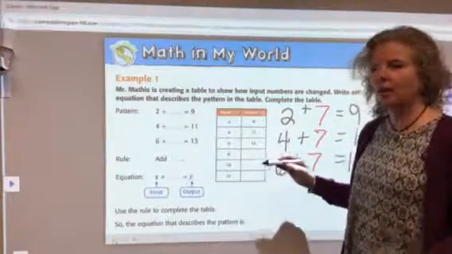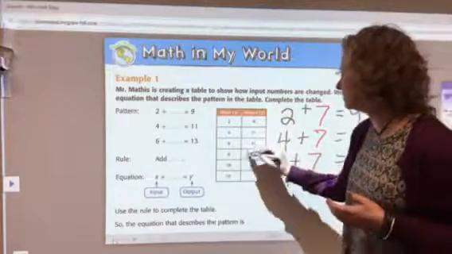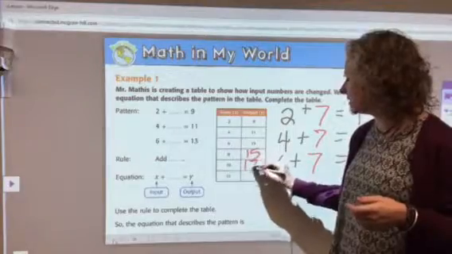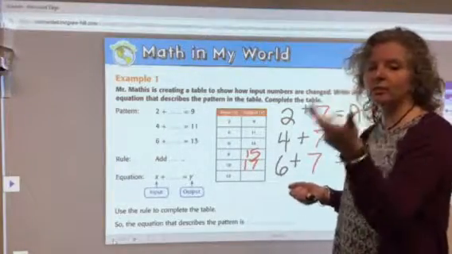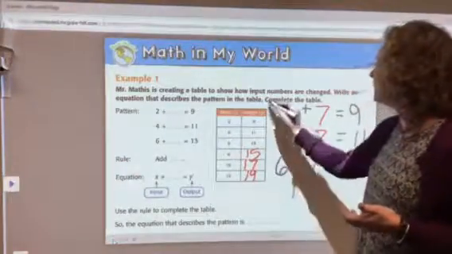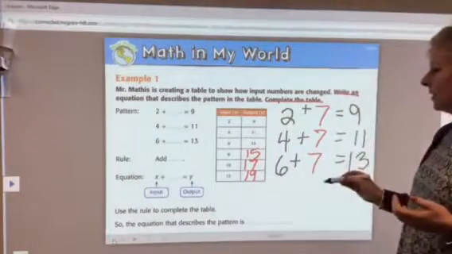What's 8 plus 7? 8, 9, 10, 11, 12, 13, 14, 15. 10 plus 7, I can do that one easily in my head, 17. 12 plus 7, 12, 13, 14, 15, 16, 17, 18, 19. Okay, so I completed the table, but now I have to write an equation.